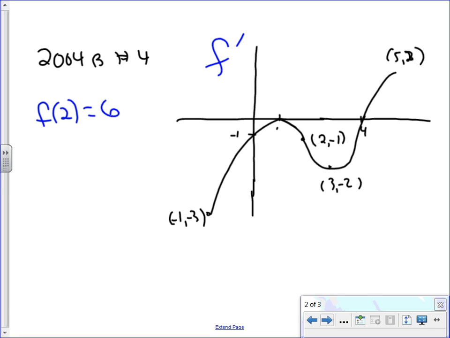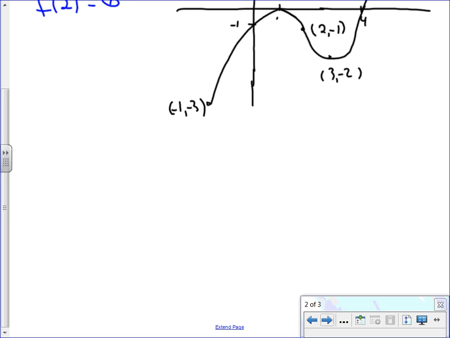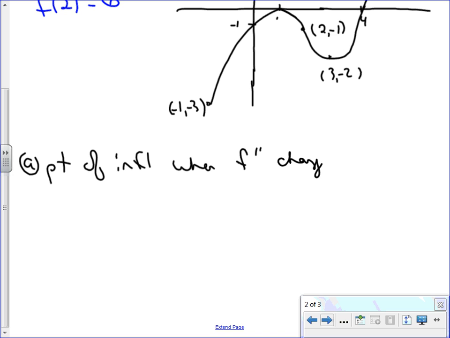Okay? All right, so the question says, find the x-coordinate at each of the points of inflection and give a reason. Points of inflection for F. I don't care what they give you. They ask you about points of inflection. What do you write first? Right, F double prime changes sign, or G double prime, or whatever function they're asking you about. Do I have F double prime in front of me? No. No, what do I have in front of me? F prime. So what do I want to look at? Correct. Slope of F prime changes sign.